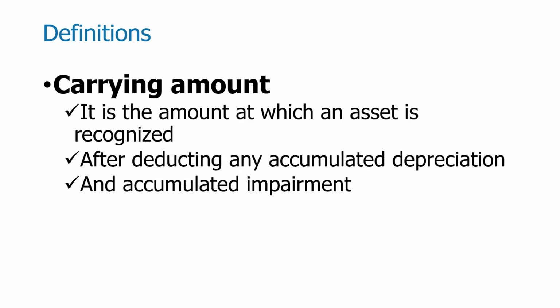All right. When we say carrying amount, what do we mean? It is the amount at which an asset is recognized after deducting any accumulated depreciation and accumulated impairment losses. So that's the carrying amount of an asset. Is that fine? In financial accounting, maybe you were told it's net book value. It is virtually the same. Net book value and carrying amount are the same.